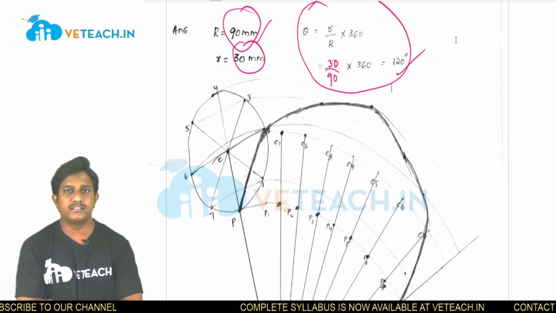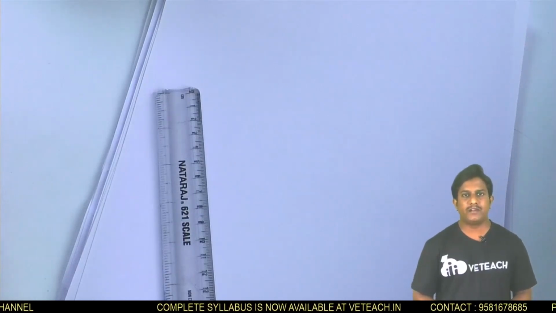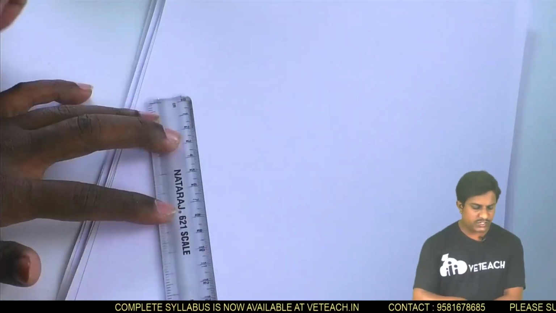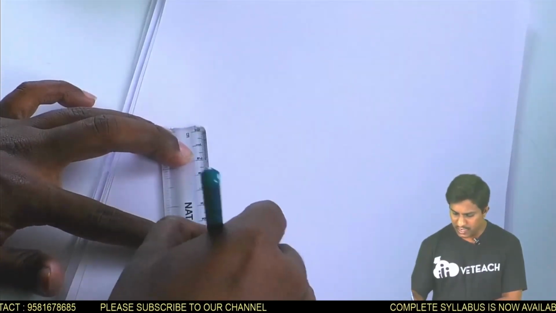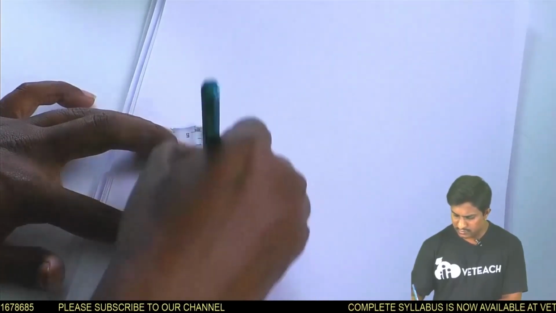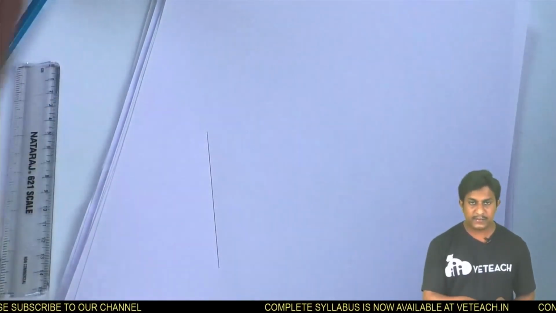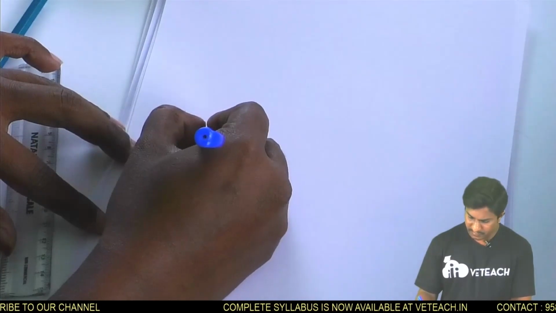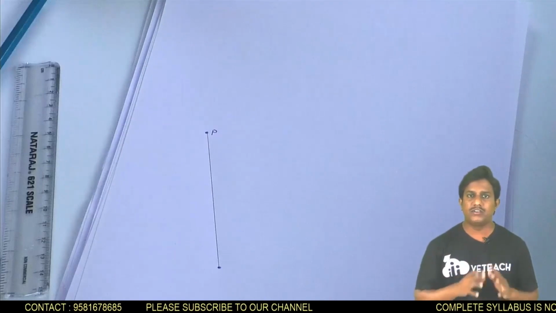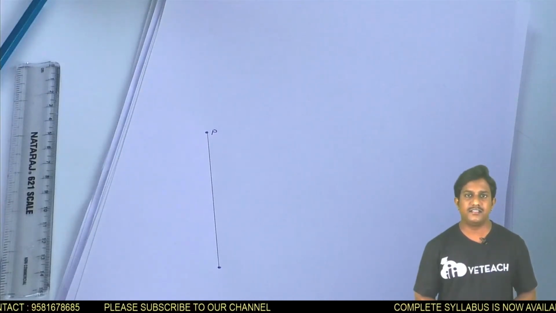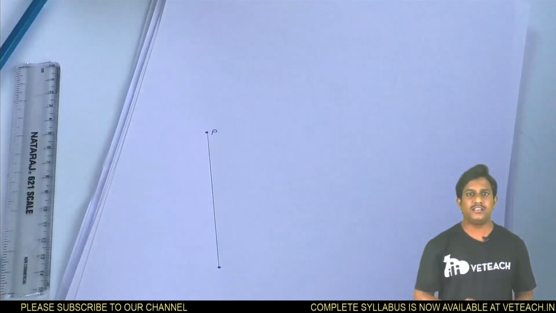Let's see how to draw this epicycloid on a drawing sheet. Small r is given as 30 mm and capital R, the base circle, is 90 mm. First we need to draw capital R, the base circle or fixed circle. I am drawing a rough line, that is the 90 mm base circle. This is the point P. Next, I want to draw the small circle of radius 30 mm. This small generating circle rolls outside the base circle.